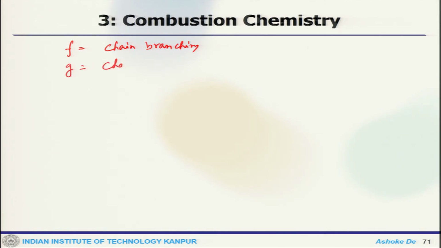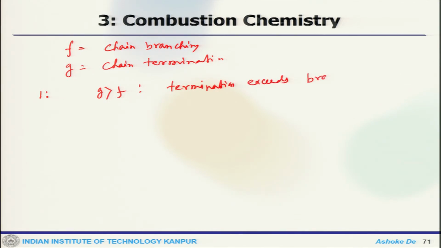G would be chain termination. Now, if that is the situation, there would be two possibilities. Number one, G greater than F. That means termination exceeds branching. Or possibility 2, G is less than F. That means branching exceeds termination.